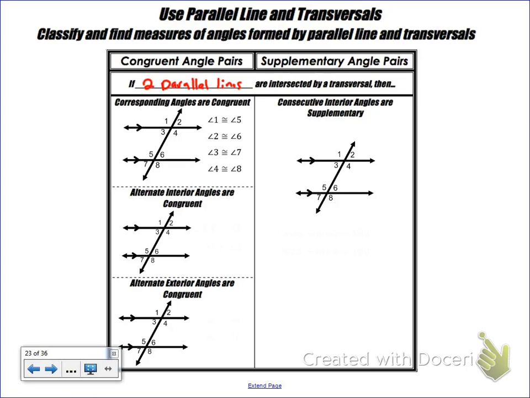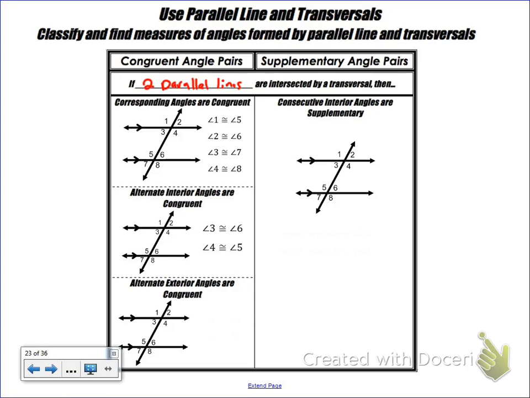In addition to corresponding angles being congruent, alternate interior angles are going to be congruent as well. Remember, my alternate interior angles are inside the lines on different sides of the transversal. So angle 3 and angle 6 are going to be congruent, as well as angle 4 and angle 5.